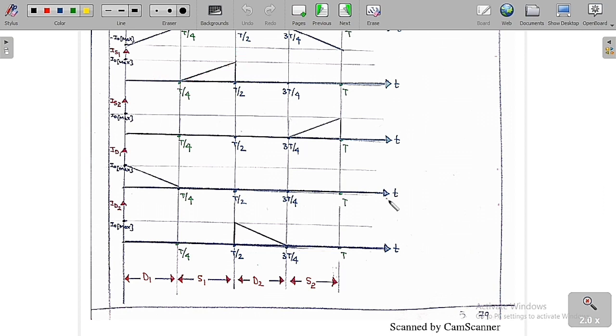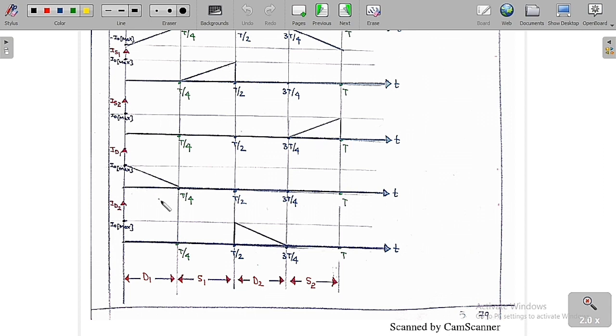Similarly for S2. Whenever S2 is conducting, IS2 is equal to minus I0 of t, the negative of the output current. Negative of the output current means this is the waveform we are going to get. Only in this region is the switch conducting, and in the remaining regions the switch is absent, so the current is also 0.